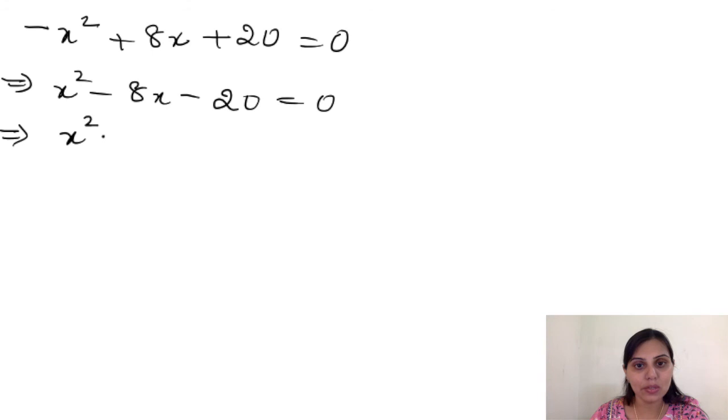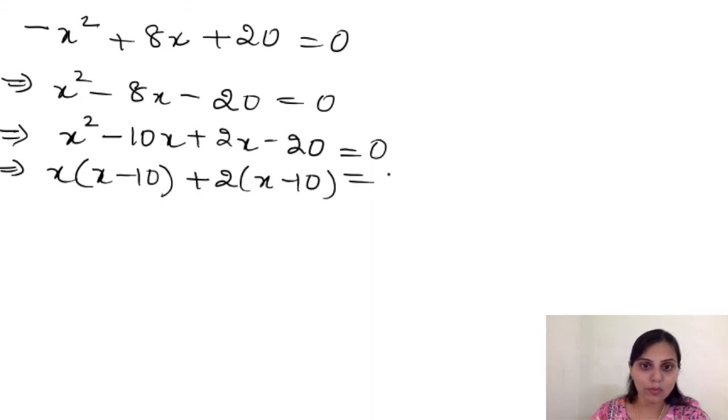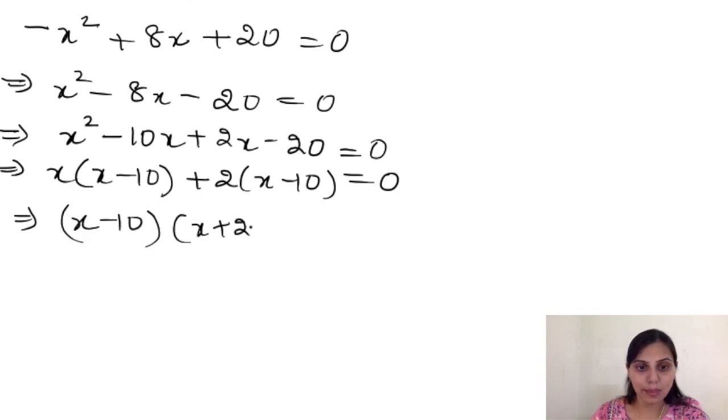We can make the combinations for 20, which in this case will be equal to minus 10x plus 2x minus 20 is equal to 0. From the first two terms we can take out x common, which gives us x minus 10. And from the next two we can take out 2 common, which again gives us x minus 10 in the bracket. Or we can write this as x minus 10 multiplied by x plus 2 is equal to 0.